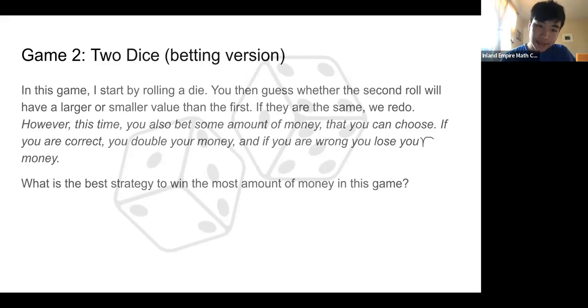So based on this, you can think about it. If you're more likely to win, you should bet a lot more money. Whereas if you're more likely to lose, or if you're less likely to win, then you should bet a lot less. You should bet less money.